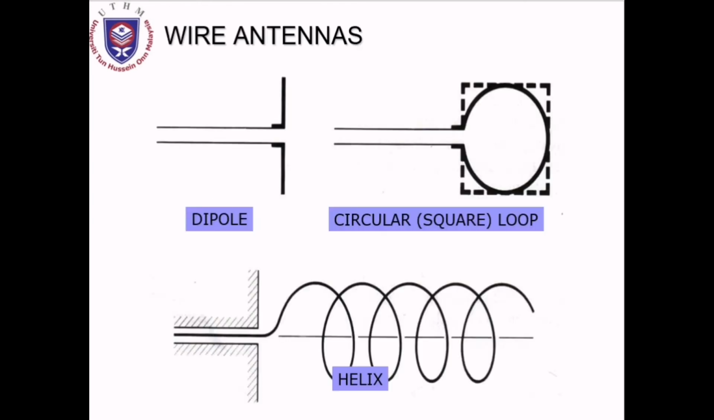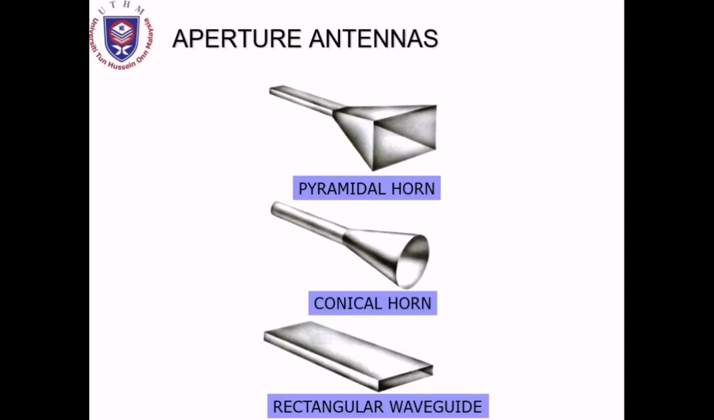So this is the example of wire antenna. We have a dipole, circular and square loop, and helix antenna. Other than that is the Yagi-Uda antenna, which is used for terrestrial television broadcasting, placed on top of the roof. That's called Yagi-Uda antenna. Aperture antenna is not commonly used, and you might not have seen it before. It uses a metal type structure. We call it horn. So this is a pyramidal horn, conical horn, and rectangular waveguides.